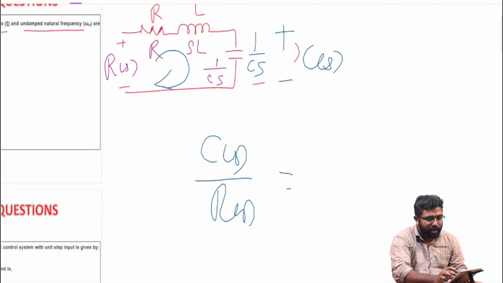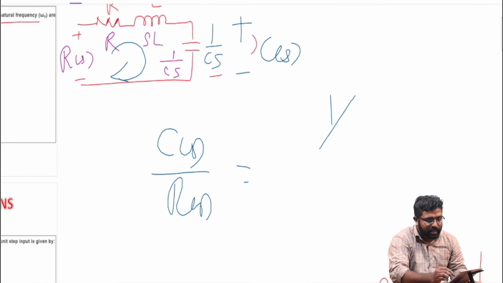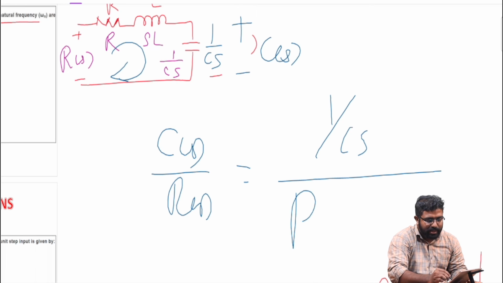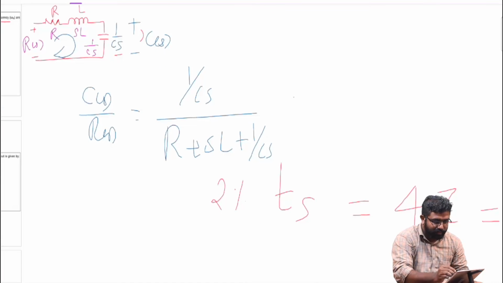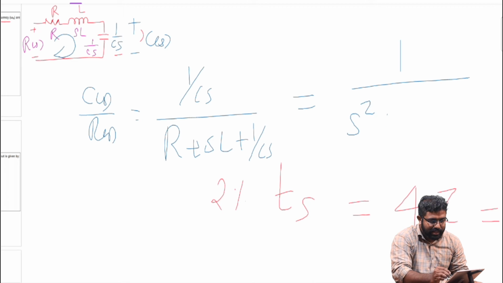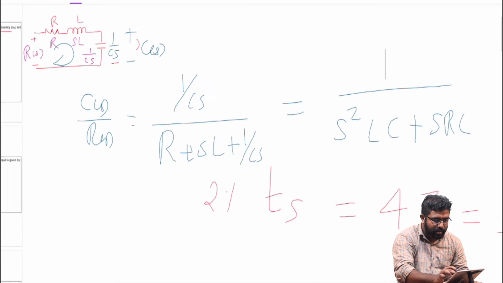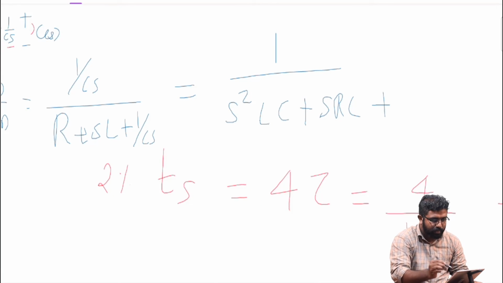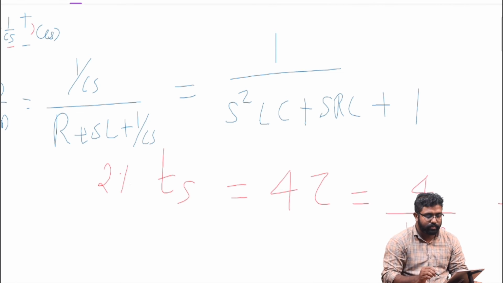so you can apply the voltage division rule. So 1 by Cs divided by R plus sL plus 1 by Cs. After solving you will get 1 divided by s square LC plus sRC plus 1.